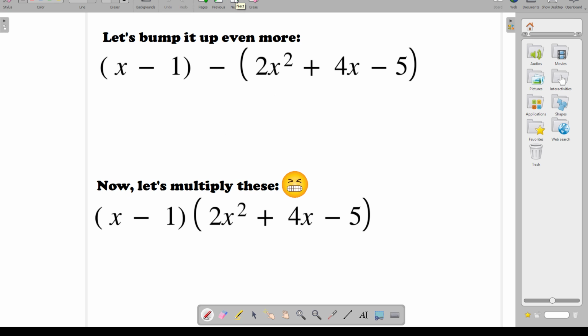Let's take a look at this problem. I'm going to take that. We've got an understood negative 1 outside the parentheses, so that needs to be distributed.